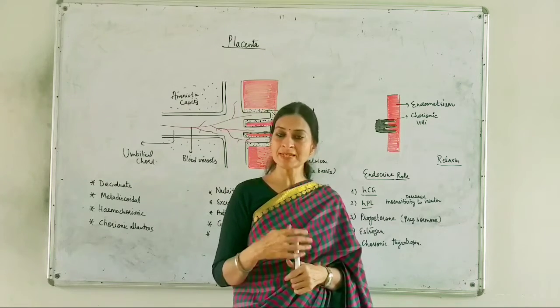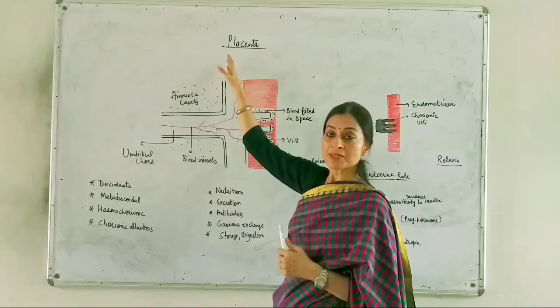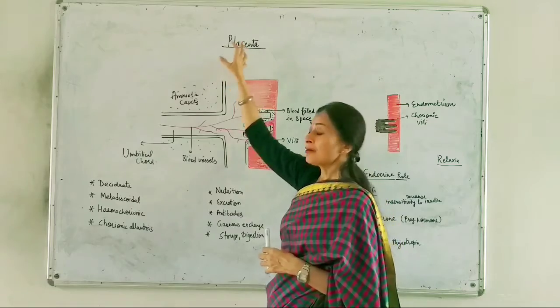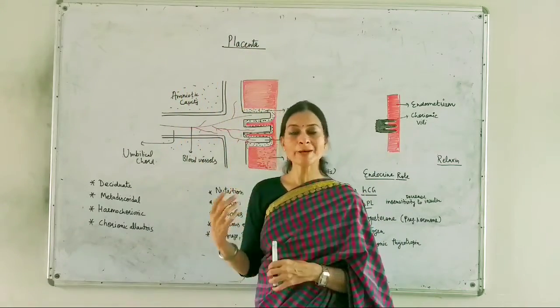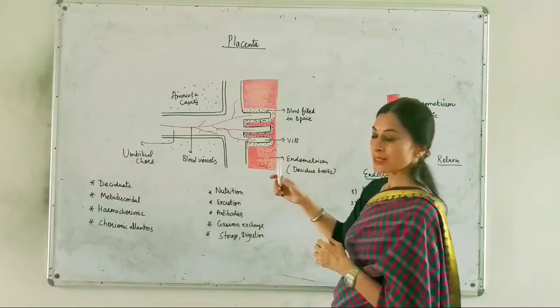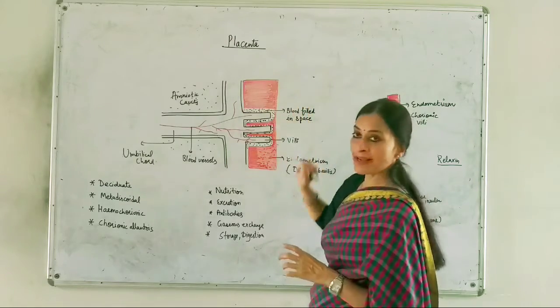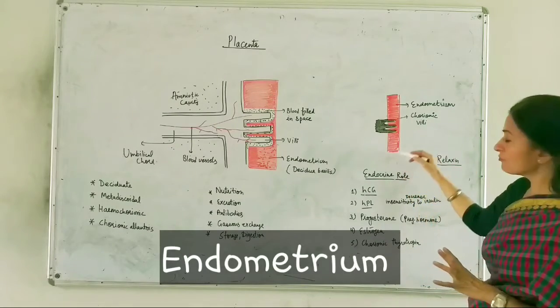We all are placental mammals, which means this placenta is developed in our body during pregnancy, and what is the role of this placenta and how it is formed we have to discuss in this lecture. So here in this diagram I have shown this red color layer as endometrium. You can see it also here in the simple diagram.